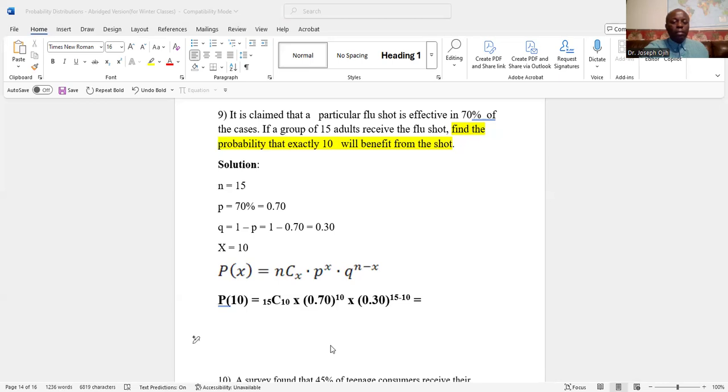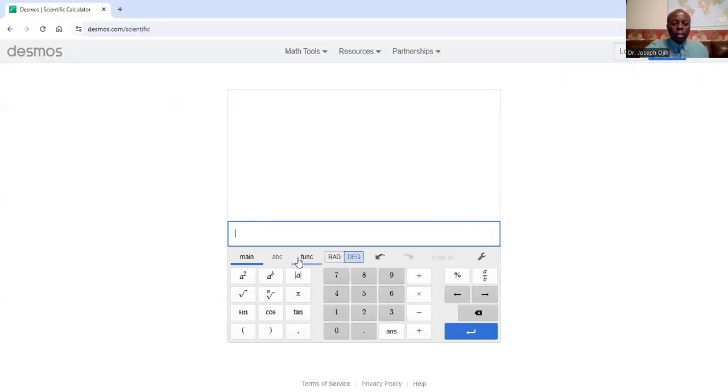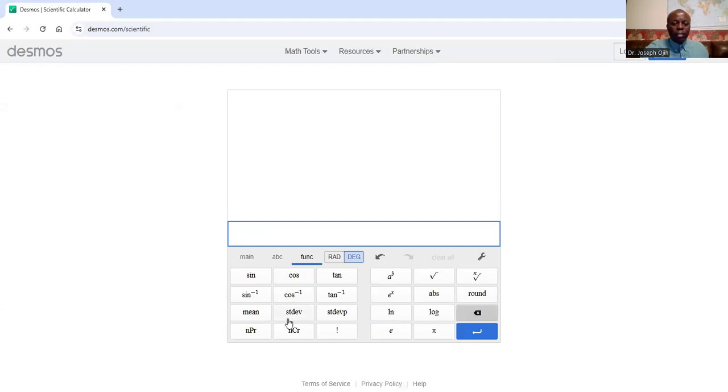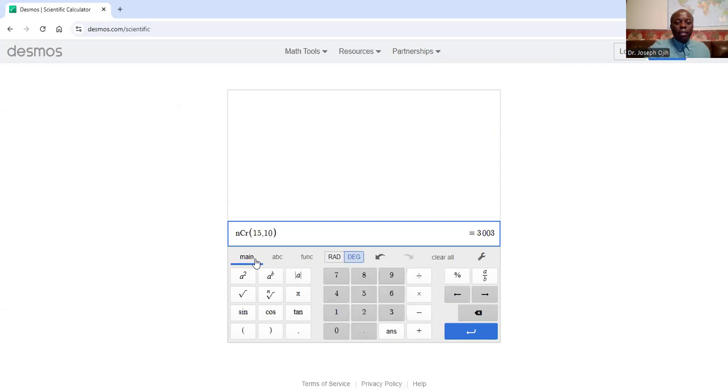Now, 15 combination 10, to get that, you go to function, right? You can see the nCr right here. That's the combination right there. Click on it. 15, comma, 10, close it. It gives you the answer, 3003. Then times 0.7 raised to the power 10.